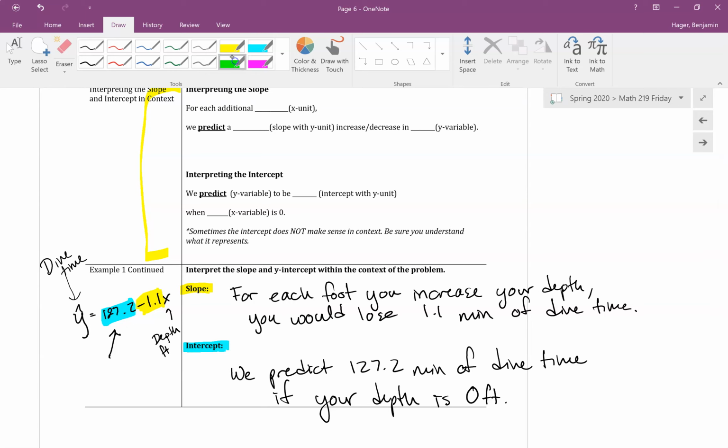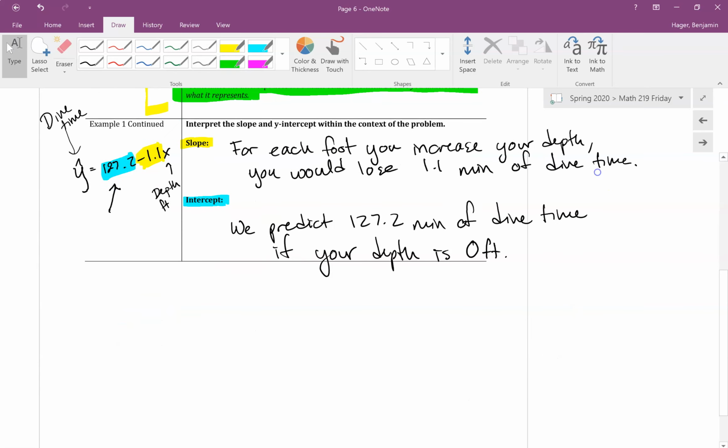Now I want to just quickly highlight this. It says sometimes the intercept does not make sense in context, but you should still be sure to understand what it represents. And that's true. A lot of times the problem just doesn't make sense at the intercept. Like here, if you're at 0 feet, you're not diving, right? You're basically at the surface of the water. So you could take that to mean that there's 127 minutes' worth of air in your tank. But it's also possible that the y-intercept comes out to be a weird funky number, like a negative number.